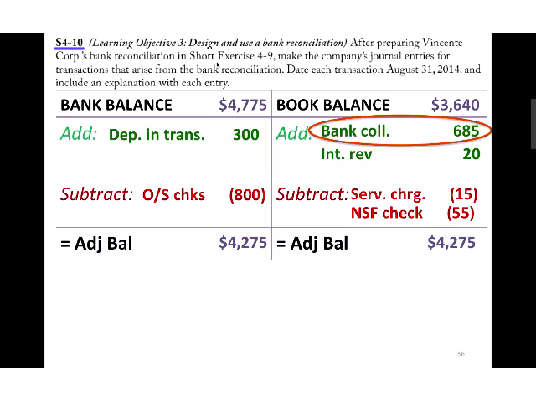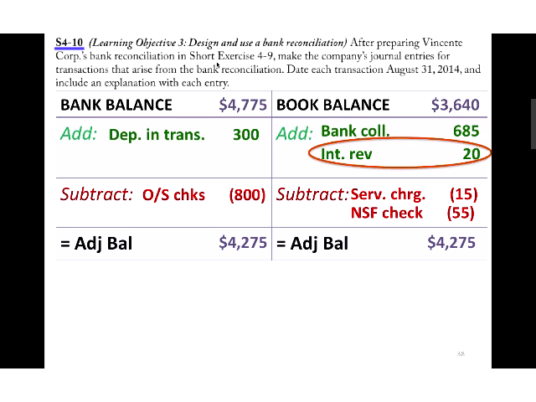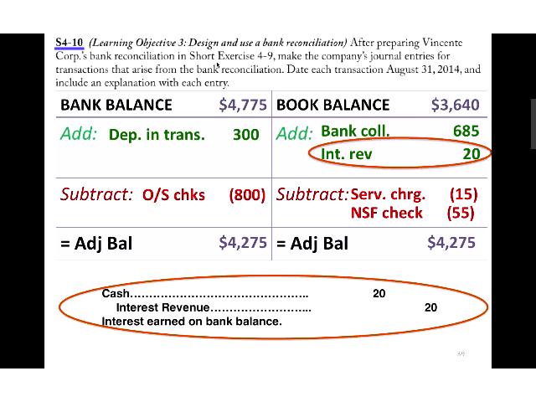Okay, so the first one, bank collection. The bank collection of $685, what we're going to do there is we got $685 cash. It hasn't been recorded yet, so we're going to debit cash for $685 and credit accounts receivable because we're reducing what a customer owes us. So the journal entry we have to make is recorded there. Okay, next item up there then is the interest revenue of $20. So this is interest we've earned that we have not recorded. So for interest revenue, we're going to be debiting cash because we're getting cash in and recognizing interest revenue.